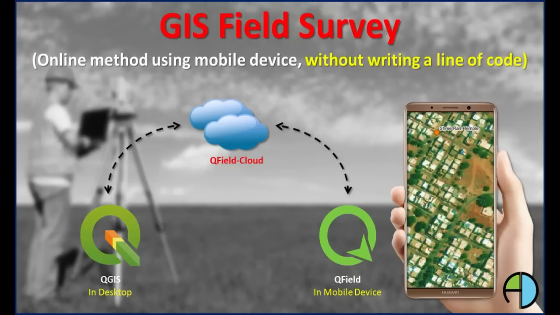QField supports field survey through the cloud, wherein you don't have to exchange files between mobile and desktop. It happens through the cloud and all the field survey work gets synchronized automatically. So in this video we are going to see how to achieve GIS field survey through the cloud, avoiding the hassles of data transfers. So let us see how to do that.